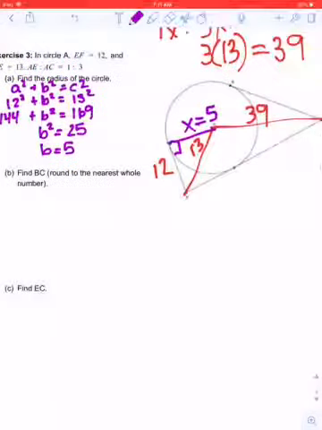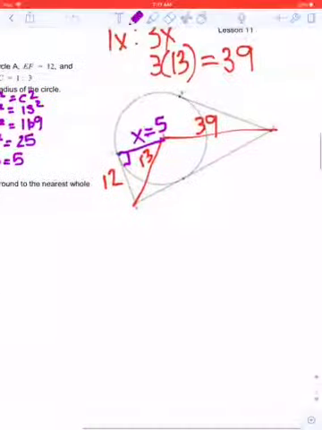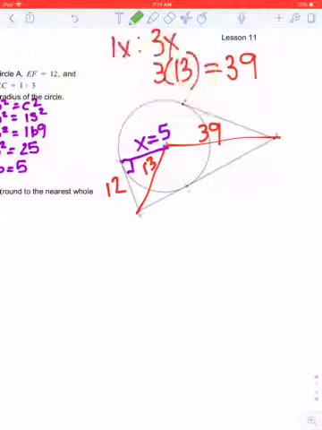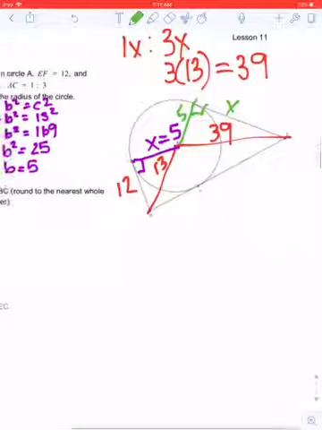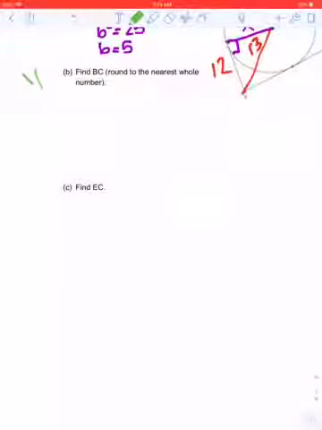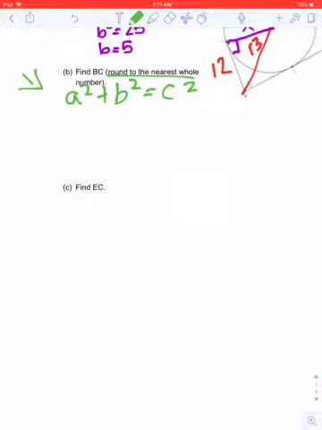Now it says find BC. So if I take a look, BC is this guy over here, but we can do the same exact thing. We can connect our radius, and we know that radius is now 5. So now I can go ahead and find x because I have to have a right angle. So I want you to go ahead and find this guy by yourself, part B. Remember, a squared plus b squared equals c squared, and you're rounding to the nearest whole number here.